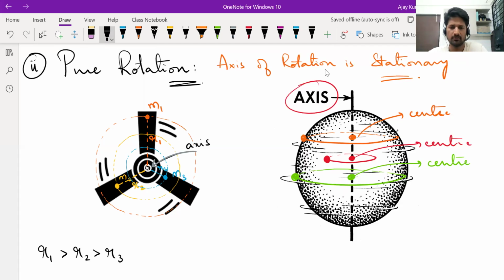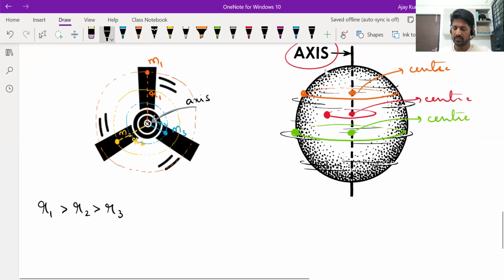Why do you say so? Yes, the most in a given amount of time. Correct. You use that word, given amount of time. See, this is a rigid body, no? By the time M1 completes one revolution, okay, M1 completes one circle, the other particles also would have completed the circle. Means they all rotate at the same rate of rotation. Rate of rotation is same means what? Angular velocities are same for all of them. Okay, that is from the condition of rigid body itself.